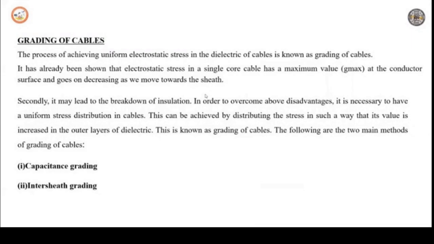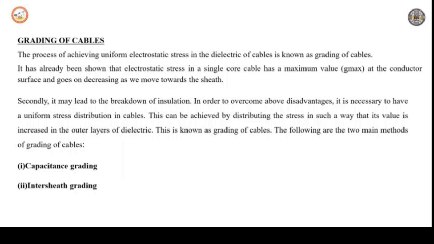We'll start with grading of cables today. We have seen that the stress in the insulation is maximum at the conductor surface and minimum at the sheath. To avoid the breakdown of the insulation, it is necessary to have uniform distribution of stress all along the insulation. Practically, some methods are used to obtain uniform distribution of stress. The process of obtaining uniform distribution of stress in the insulation of cables is called grading of cables.